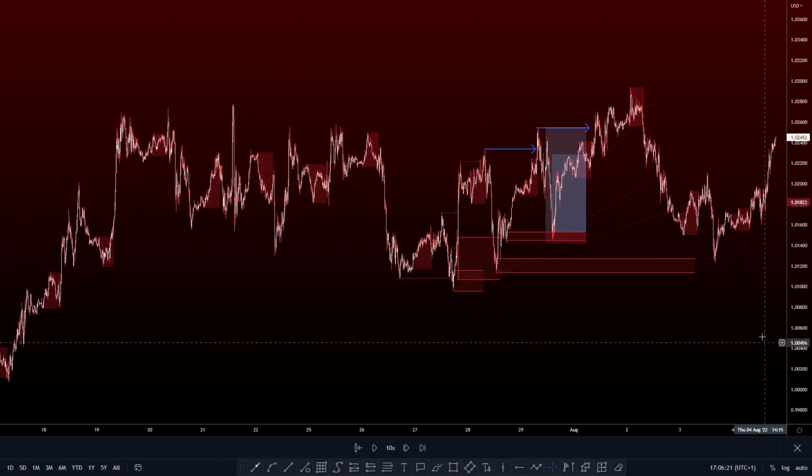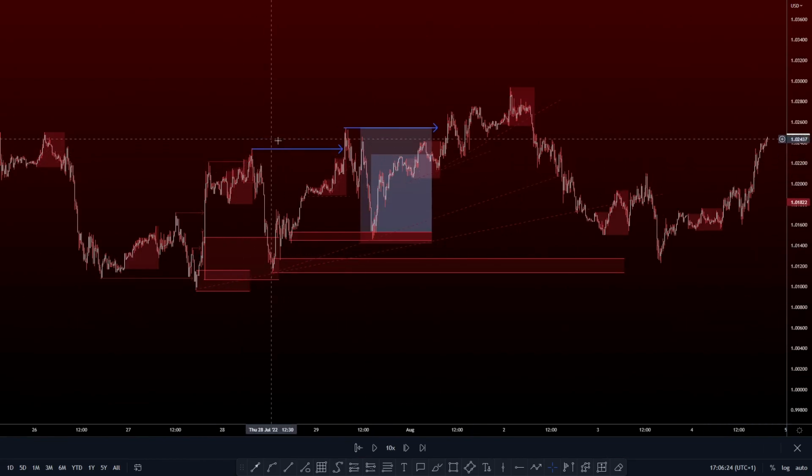So very simple, guys. I do recommend using swing structure just so you've got significant structure breaks to confirm that momentum. If you're just trading with sort of minor structure there, you are going to have a bit of a harder time picking high probability zones.